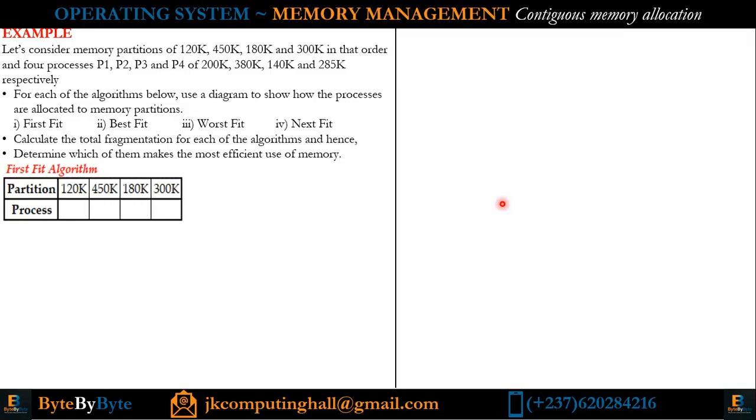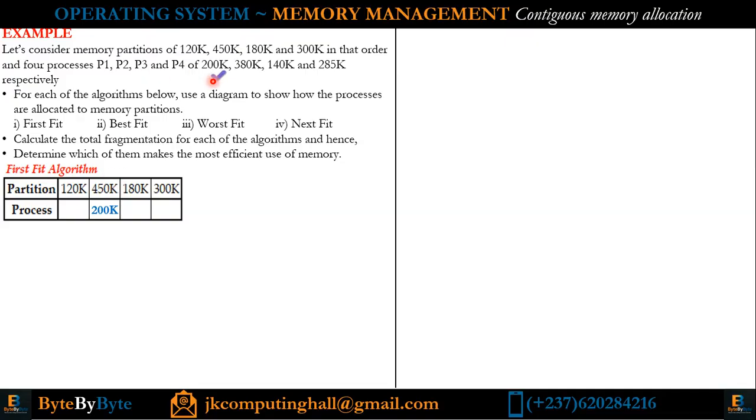Okay, we are going to start with the first fit algorithm. As you can see, we have the different partitions: 120K, 450K, 180K, and 300K. The first fit algorithm, as we described in the last video, allocates each process to the first unallocated partition that is big enough to accommodate it. Our first process is 200K, and we see that 120 cannot, but 450 can. So the 200K will be allocated to the 450K. So we are done with the 200K.